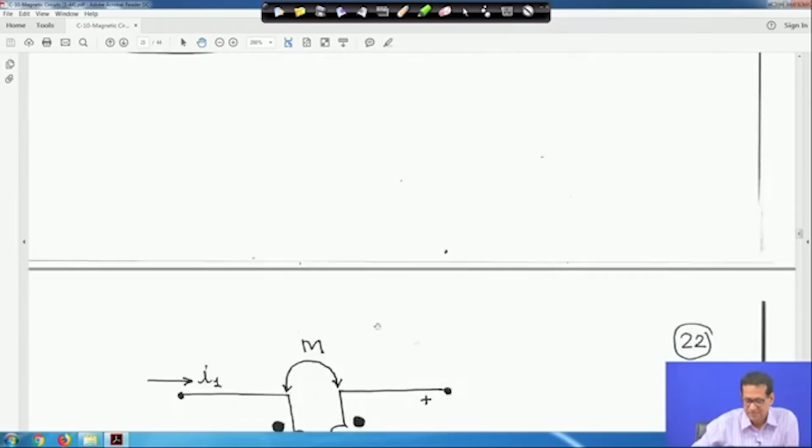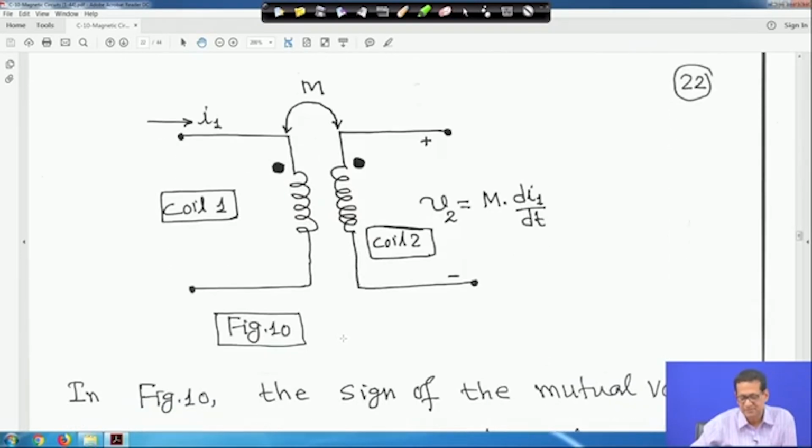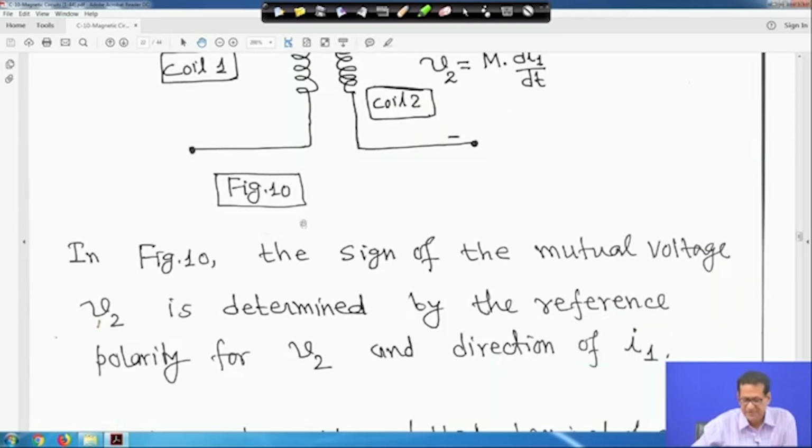Now, if we come to figure 10, the two coils are there, and dots are shown. Here current I 1 is entering, and the mutual inductance between the coils is shown by M. This is coil 2, and the mutual voltage induced in it is simply M into d I 1 by dt, because the current is I 1. This is the mutual inductance. We are not writing M 1 2 or M 2 1; M 1 2 is equal to M 2 1 is equal to M.